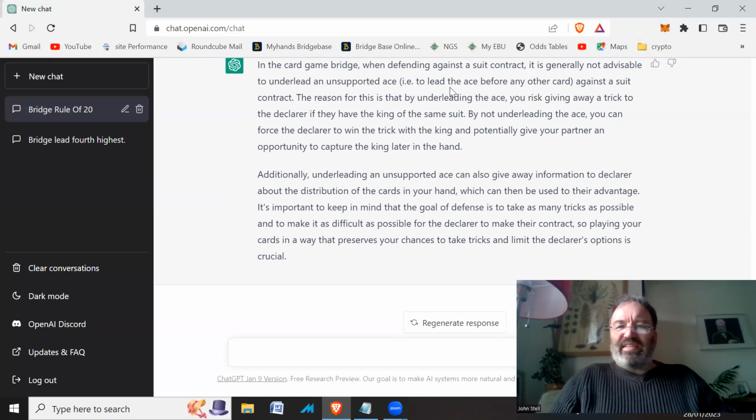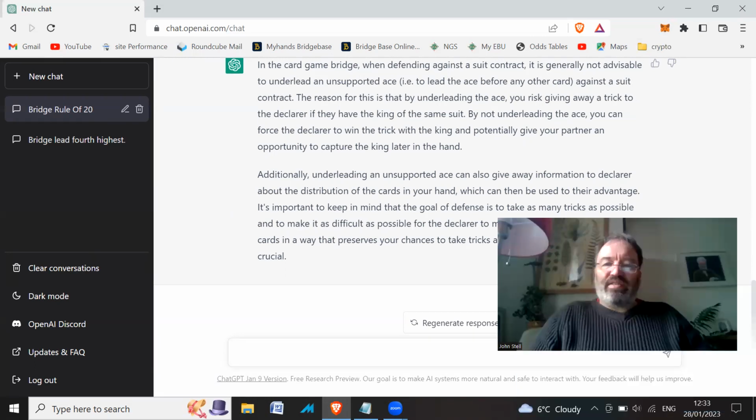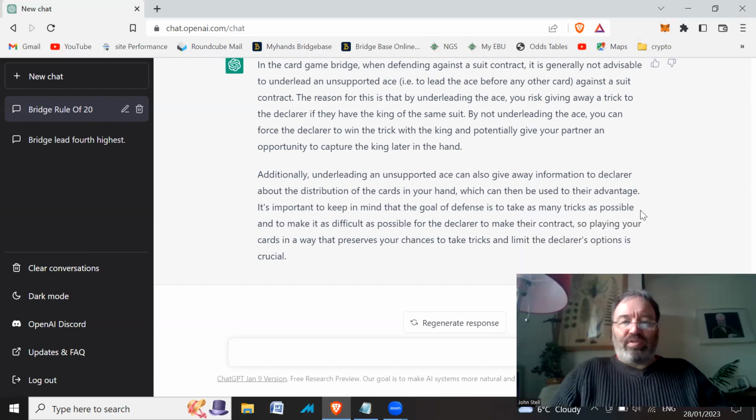Yeah, I mean, basically, one element is you don't want the king to win. He could be a singleton king, really. That's kind of the answer, as well as other examples. I wonder if it can give examples. Let me just try.